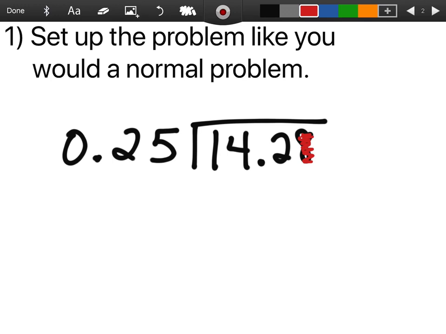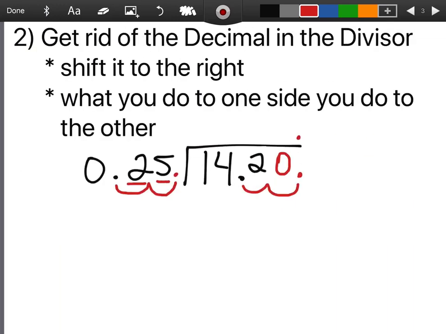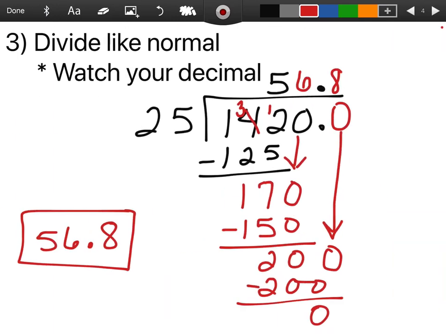Okay? So if I go back to my original problem, remember we changed this 8 to a nothing so we could make sure that we had the ability to add that 0 on the end. So 14.2 divided by 0.25 gave me a total of 56.8.